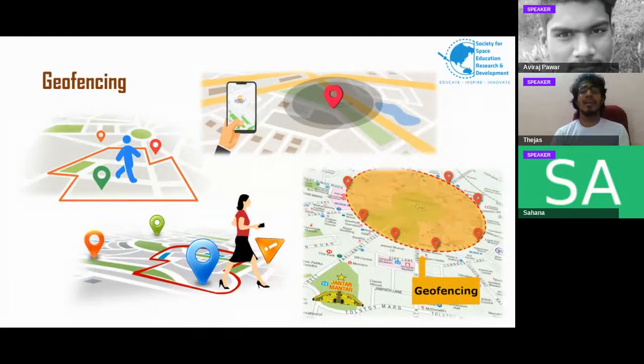Also, there's a concept called geofencing.